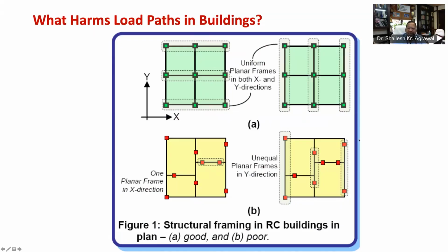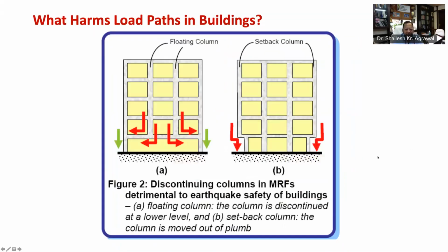Now let's understand discontinuity in vertical elements through this figure 2. Discontinuing a load carrying member along its length or height is harmful to the earthquake performance of the building. As you can see in this figure 2A, it is not desirable to discontinue a column in a lower story of a building. Such columns are called floating columns and are to be avoided.